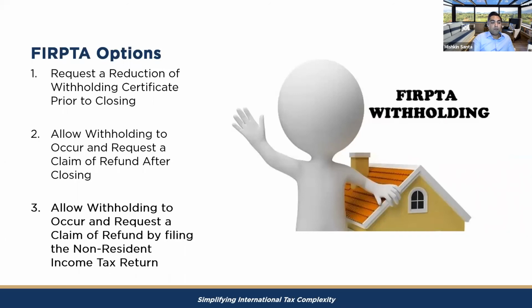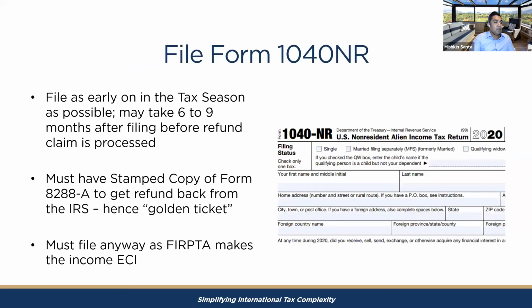Which brings me to the third FIRPTA option, which is to allow the withholding to occur and do the non-resident tax return, which is what most people are doing. To me, this is the cleanest way to do it because you get the stamped copy of the Form 8288A, which you may need to get anyway. I call that the golden ticket. You do your 1040NR, you file it, you submit a copy of the stamped copy of the 8288A, and then it takes roughly about 6 to 9 months. That's the normal cycle time.